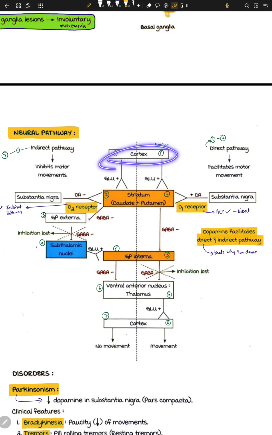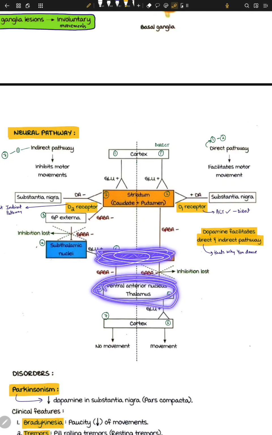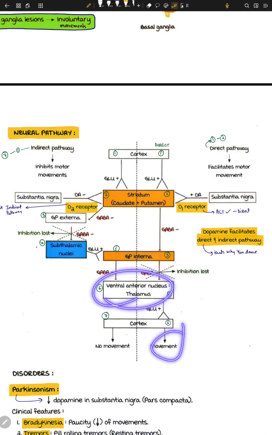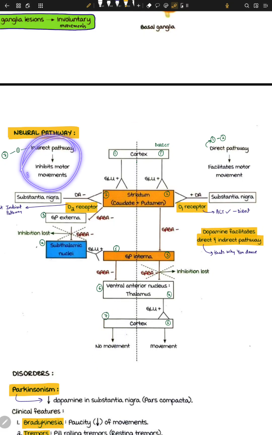What I want to say is that in the direct pathway, cortex gives glutamate to striatum, striatum gives GABA to interna, and interna is inhibited, interna stops working, so the pathway stops here. If the pathway stops here, it means the ventral anterior nucleus, this VAN, is working, and then we have movement. In the indirect pathway, GABA stops externa, and then GP interna is not stopped, and then GP interna produces GABA on VAN, and VAN is inhibited now, and then there will be no movement. So indirect pathway is for stopping the movement, and direct pathway is for facilitation of the movement.